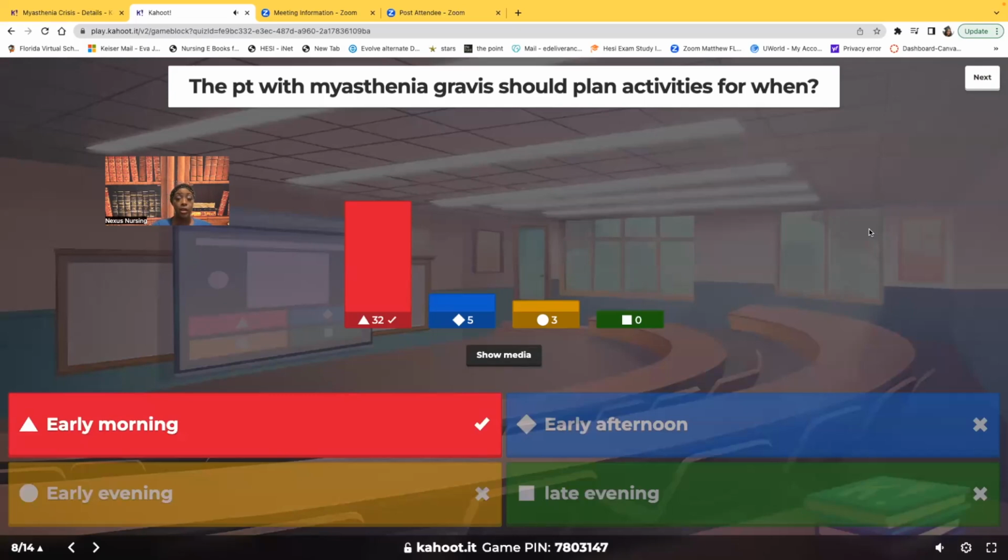Okay, correct answer, early in the morning. Think about it. Myasthenia gravis, severe muscle weakness. The patient's weak. So early in the morning, right after they've gotten 8 hours of rest, when they have the most energy, that's when they should plan activities.